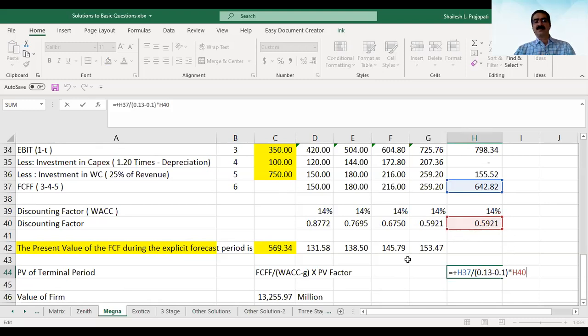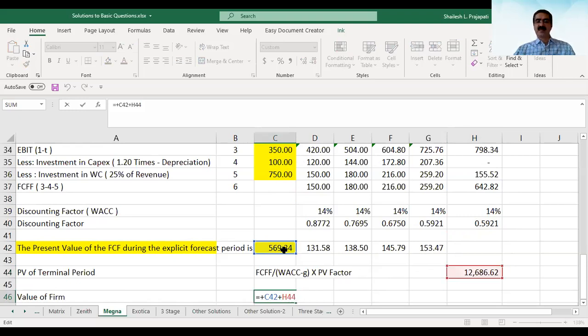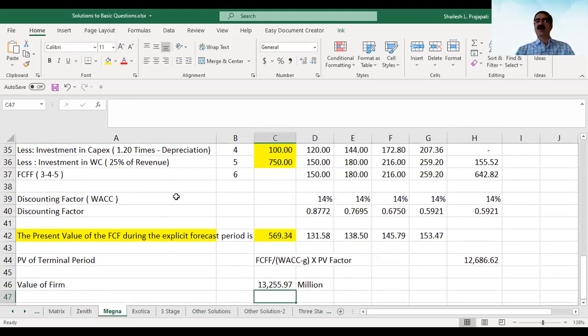So that will give you the PV of the terminal value. So PV of terminal period is 12,686 million. So you have to add this to the explicit period, the terminal value period. So you will get the valuation of the firm. This is how we calculate the valuation of the firm, friends. So this is the practical lecture we have taken on the valuation of the firm. We will take up next time.